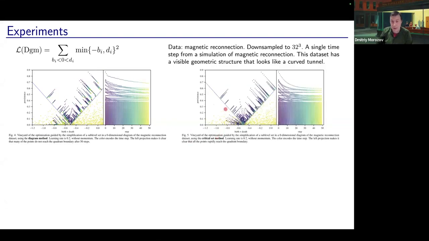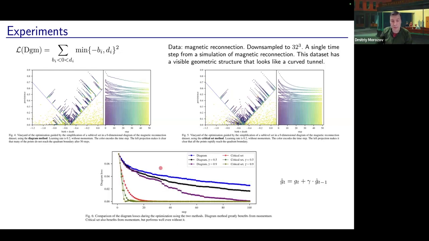If we switch to our critical set method, which now pushes entire ranges of points, you can see that all of the yellow points are on the boundary. They all reach the boundary very quickly. It's even easier to see if we look at the loss. Looking at how the loss behaves during the steps of this optimization, the top three curves are the diagram method. With the standard optimization, the loss is decaying slowly, although momentum here helps a lot. The critical set method is these three curves, and you can see that it very rapidly figures out what needs to move where, and it's very rapidly optimizing the function.